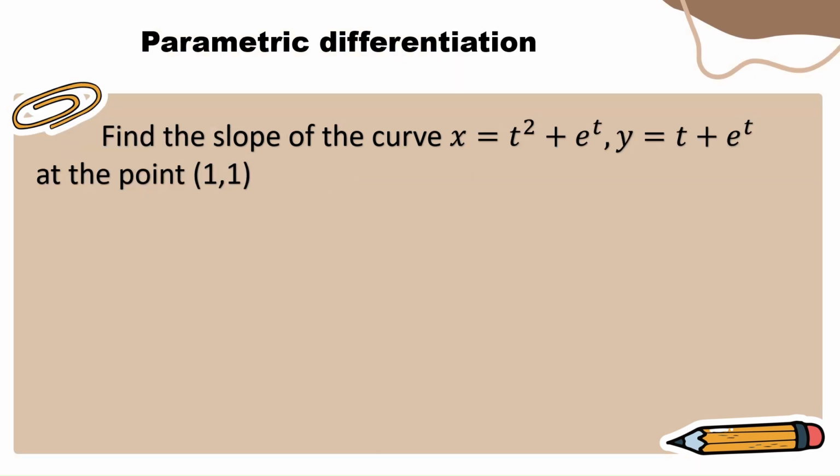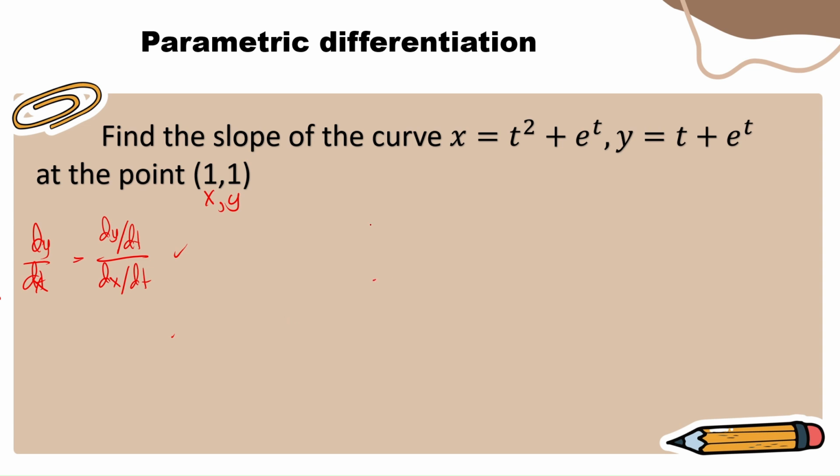For this problem, we're going to find the slope of x is equal to t squared plus e raised to t and y is equal to t plus e raised to t at point 1, 1. 1, 1 is x and y. So to get the slope, that will be dy over dx, which is equal to dy over dt over dx over dt.